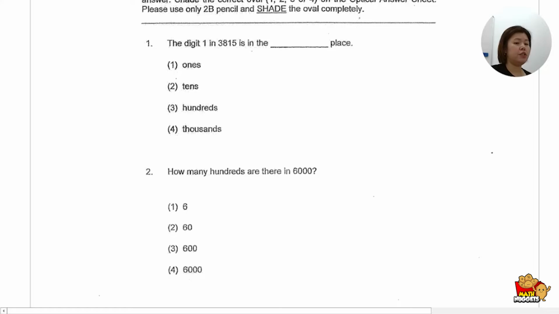Okay, first question. They want digit 1. So digit 1 is here. So this is thousand, hundred, tens and 1. So the answer is tens place.